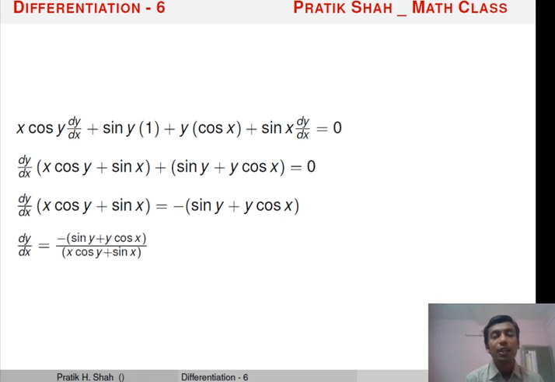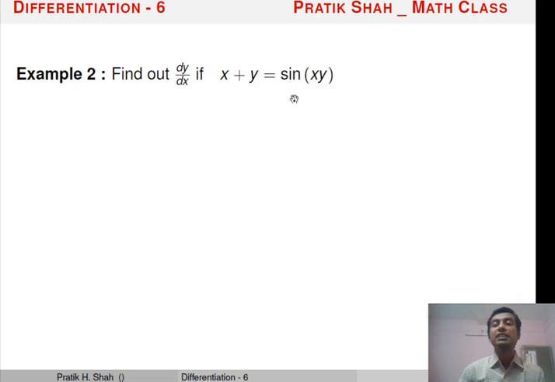The process we are following is: first differentiate both sides with respect to x, using the multiplication rule, chain rule or division rule, whatever is applicable. Then combine all the terms having dy by dx, take dy by dx common from them, and finally make dy by dx the subject of the equation. That's all. Let's take another example.